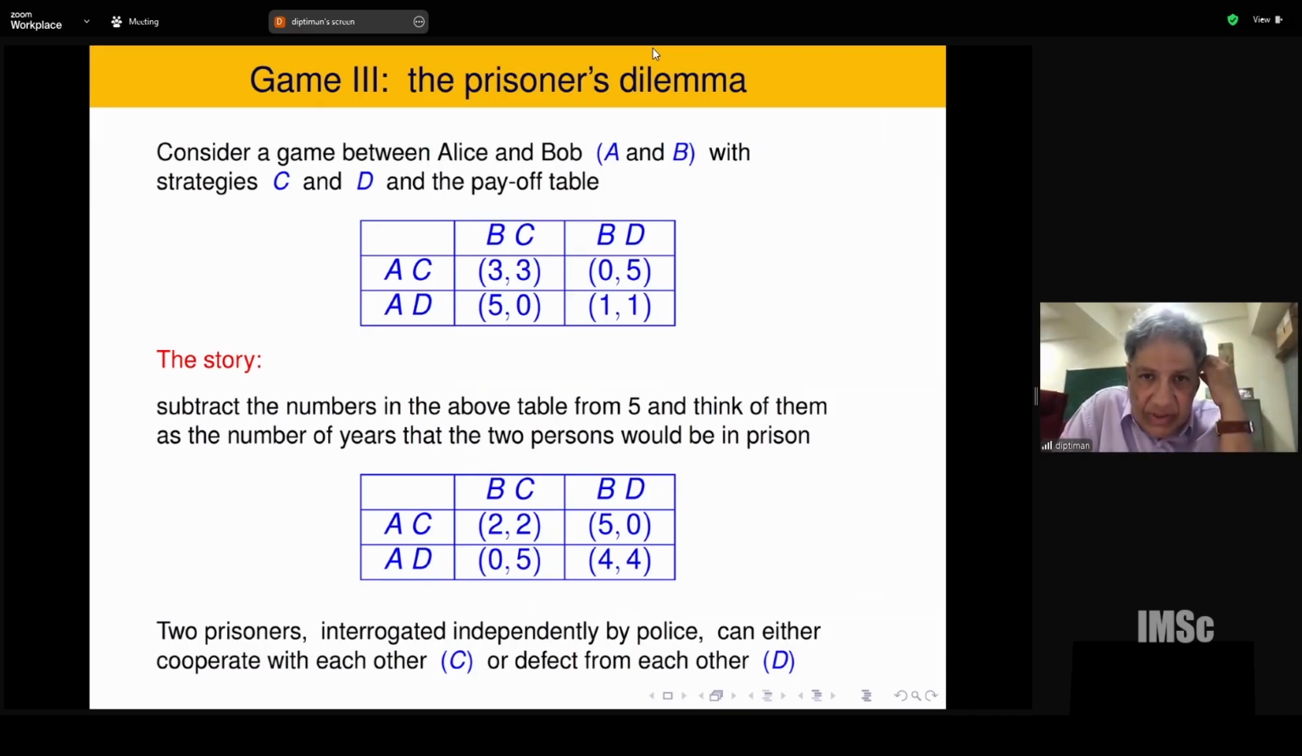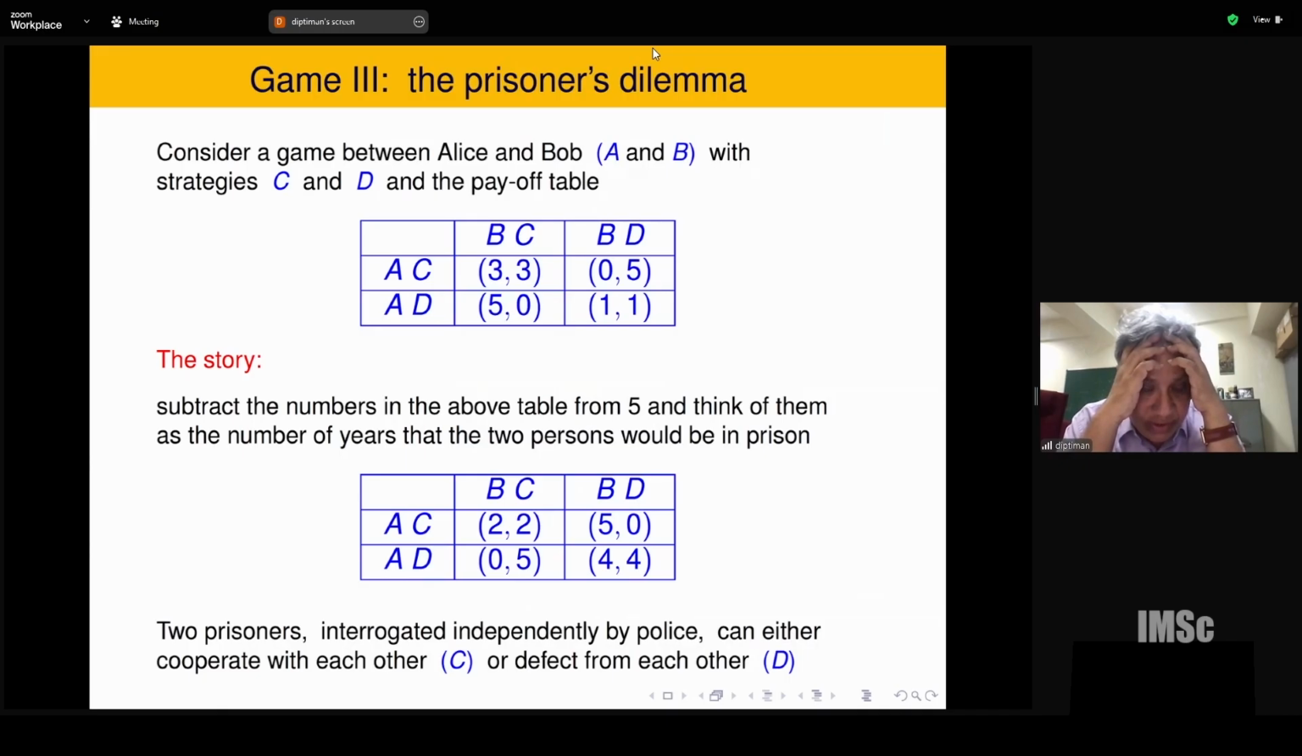So here goes. We have a game between Alice and Bob, two players, A and B. Alice and Bob are often names given to quantum players, and they're chosen so that one is A and one is B. They have two possible strategies, C and D, and there's a payoff table given here. You read the payoff table like this. If Alice chooses strategy C and Bob chooses strategy C, each of them gets 3 points. If Alice chooses strategy C and Bob chooses strategy D, then A gets 0 points and B gets 5 points, and so on.